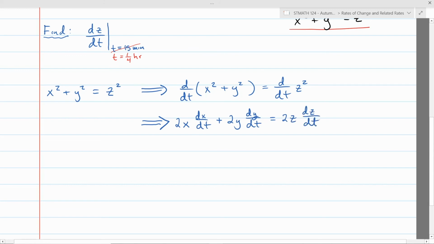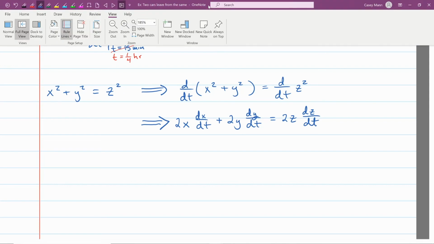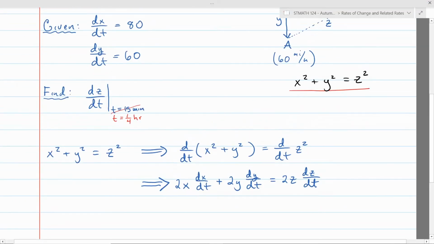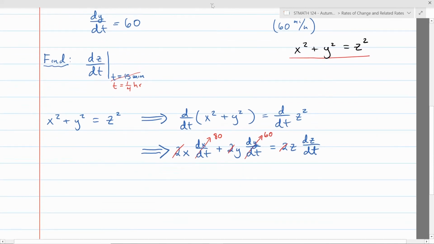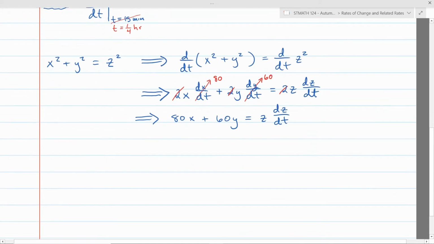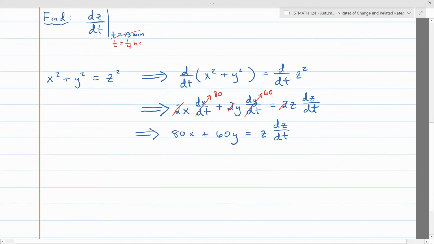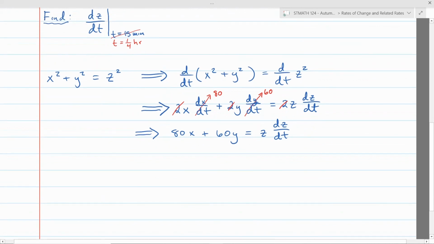I can make some simplifications here and also use some of the given information that I have. For one thing, we know that dx/dt is 80 and we know dy/dt is 60. And also you could divide both sides of the equation by 2 and just get rid of those 2's. So after substituting what we know and canceling some things off, this simplifies down to 80x plus 60y equals z times dz/dt. And I want to go ahead and solve for dz/dt because that's what I'm trying to find. That's what I'm looking for, right, is dz/dt.